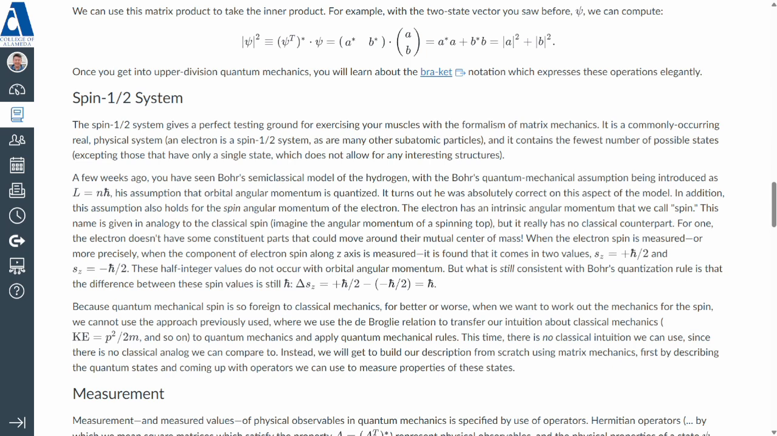Because quantum mechanical spin is so foreign to classical mechanics, for better or worse, when we want to work out the mechanics for the spin, we cannot use the approach previously used, where we use the de Broglie relation to transfer our intuition about classical mechanics, for example, kinetic energy being equal to momentum squared over 2m, and so on, to quantum mechanics and apply quantum mechanical rules. This time, there is no classical intuition we can use, since there's no classical analog we can compare to.